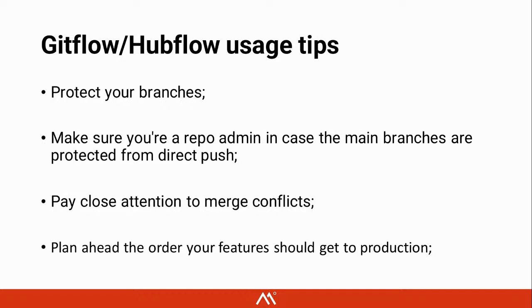Also, pay close attention to merge conflicts, as obviously Gitflow and Hubflow won't be able to solve conflicts automatically. It will require user interaction. And in that case, you have to manually finish a commit or even a merge. And also plan ahead the order your features should get to production. That's quite interesting because we already know that features can be developed in parallel. But if the first merge should not get together with the second one on production, that's a problem. Because once the feature is on develop, it's quite hard to send another feature to production without sending the first one. So you should definitely be careful about that.